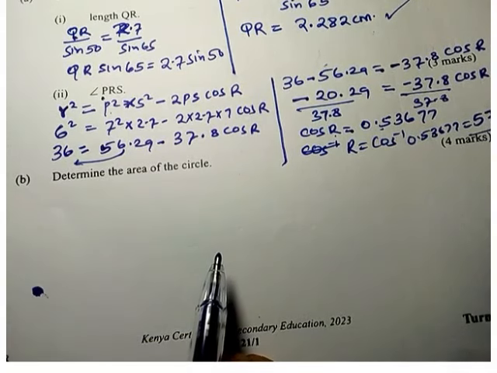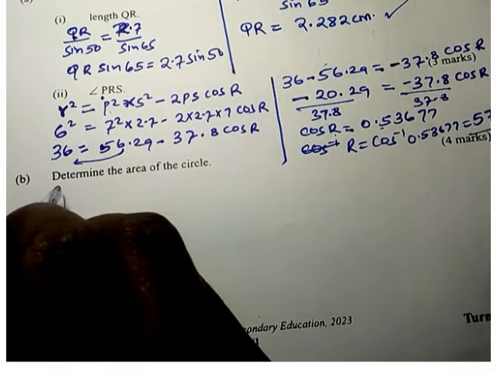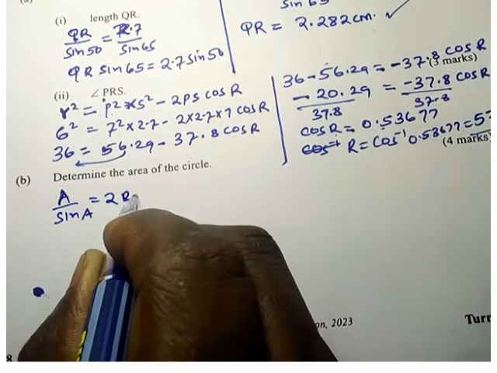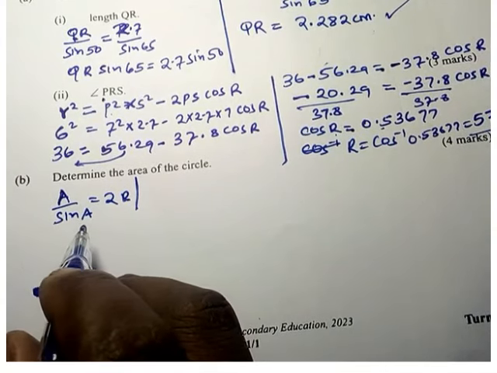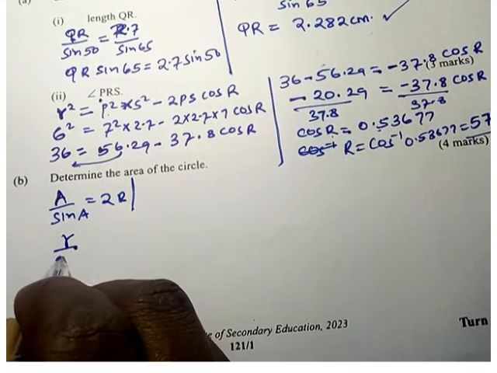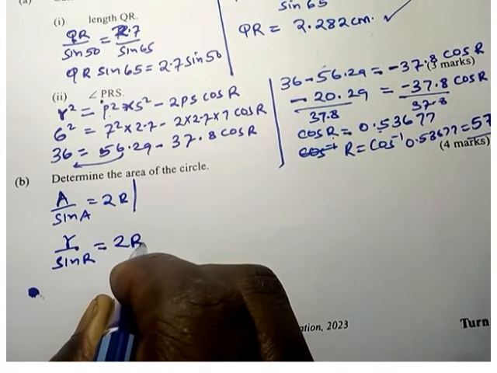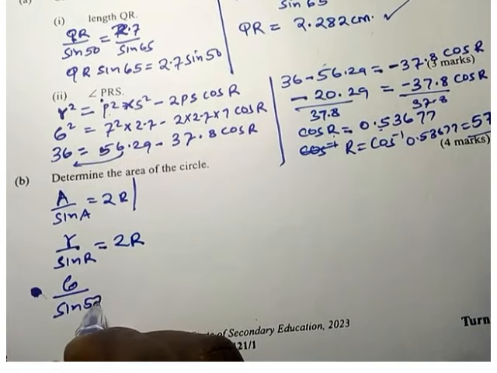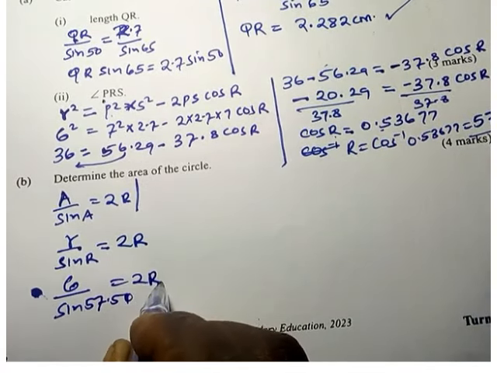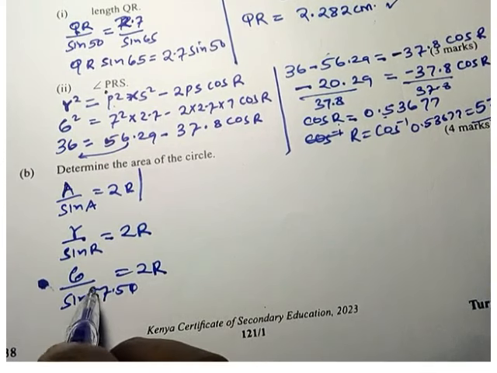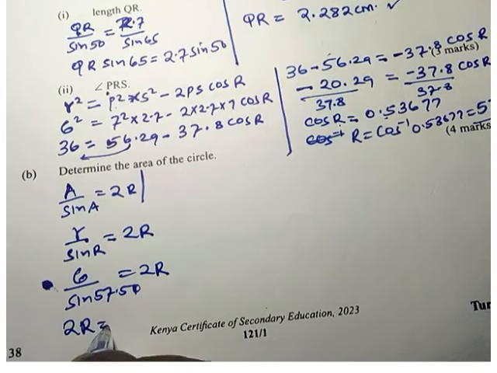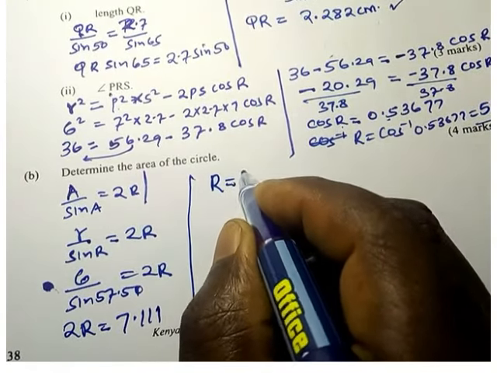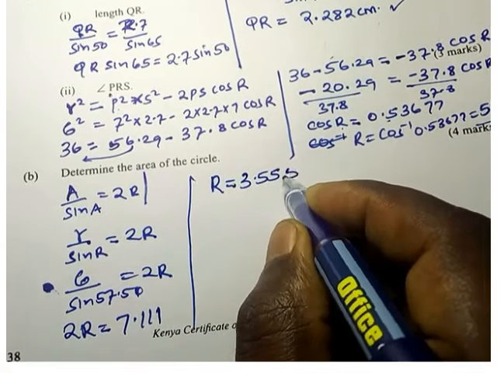Determine the area of the circle. So for us to get the area, we need the radius. But we know that a over sine A is equal to 2 radius. So in this case, we are going to put what we have been given, that r divided by sine R is equal to 2 radius. So r is 6 divided by sine 57.54, which is equal to 2 radius. So once you calculate this one, you are going to get that 2 radius is going to be 7.111, meaning that the radius is going to be half of this, which is 3.555. So that is the radius.